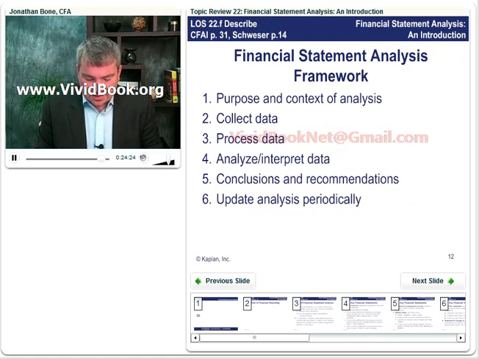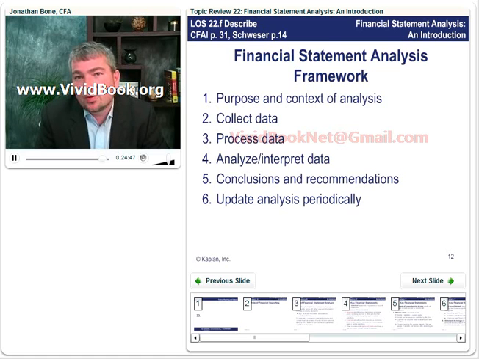Our last little LOS in this particular area asks us to describe the steps in the financial statement analysis framework. And notice we've got 6 steps. So our first step is the purpose and context of analysis. And it's fairly straightforward and self-explanatory, really. What you're asking yourself here, or setting out, is the questions that your report seeks to answer. You're also going to detail the form of the presentation of your results and also the time frame in which you're expected to produce the results.